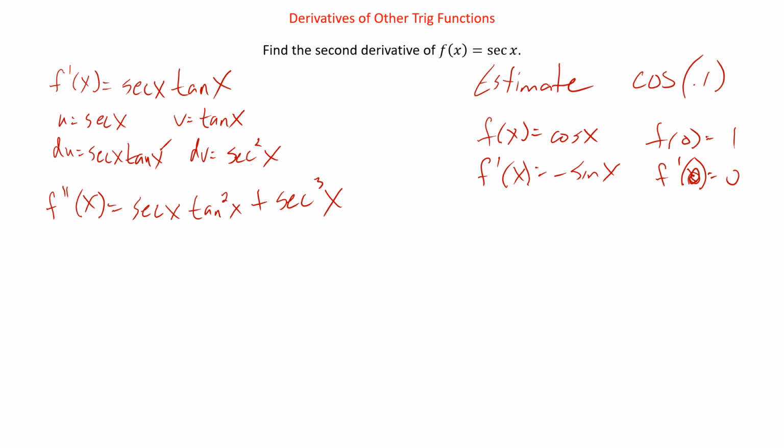So what we would do here is we would make our equation. We have our slope and we have our point. So we're going to go y minus 1 equals 0 times x minus 0. So we would plug in our points. I would leave this in point slope form.